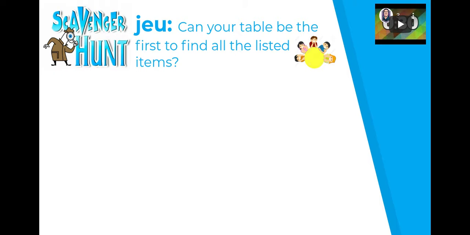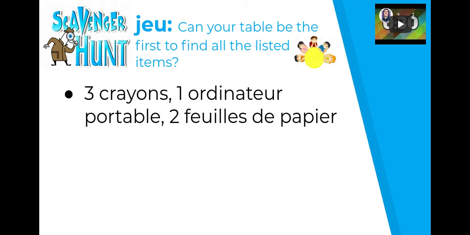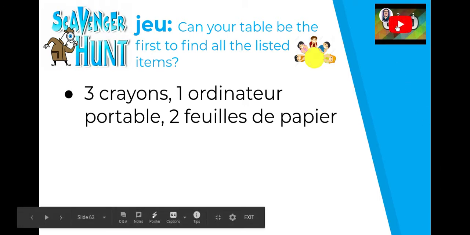So again, you're playing table against table. You have 30 seconds to try and get the correct items and the correct amount of items to the middle of your table. Okay, round 1. I need 3 crayons, un ordinateur portable, and 2 feuilles de papier. Okay, 3, 2, 1, go.